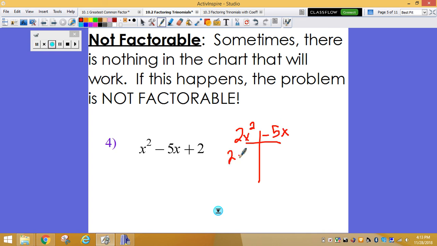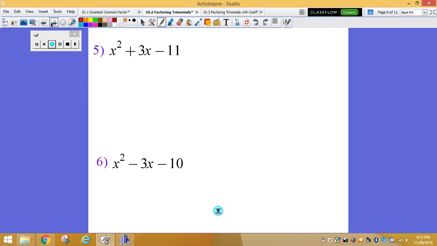So I can do 2 times 1, and that's really it. To multiply to get a positive and add to get a negative, remember from that other problem they both got to be negatives? Well, if I add these two, I get negative 3, not negative 5. So this one is not factorable. Okay, so if you get a chart and nothing works, you didn't do anything wrong, it's just not factorable.